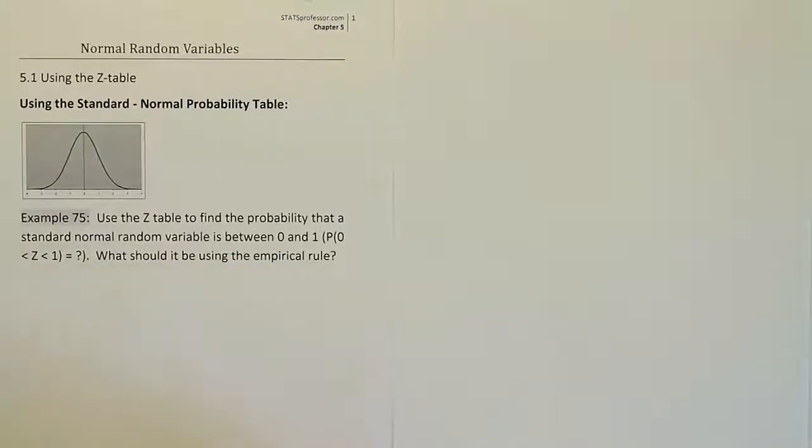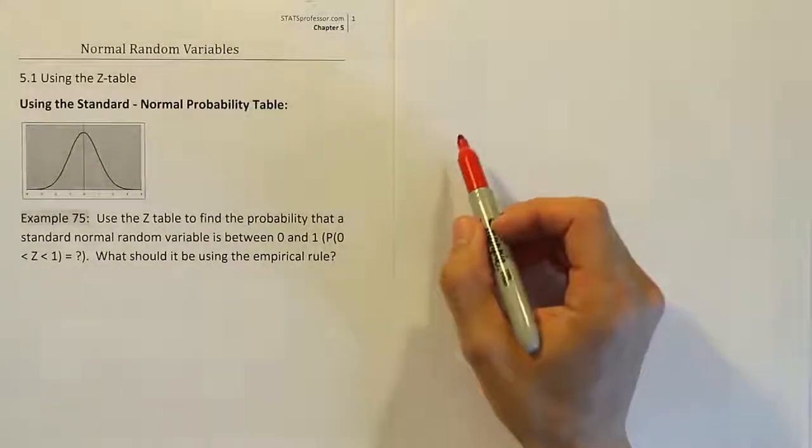Okay, so when you read example 75, we're trying to find an area under the bell curve, and we're going to use the z-table to do this. And then they ask us, when we're done, to approximate what the area would be according to this empirical rule we learned earlier on in the course. So here's how you do a problem where they want us to use the z-table. You want to follow a set of proper steps.